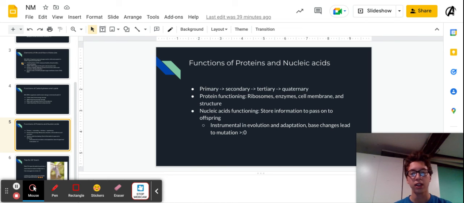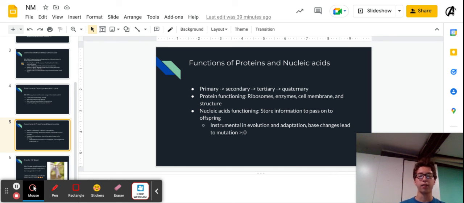Protein functioning. Some examples for this are ribosomes, enzymes, cell membrane, and structure. Proteins I usually like to think of as the workers of the cell, and they do all the heavy lifting. In the cell membrane, you should know that all of those facilitated diffusions and stuff are going to be proteins. In the structure, the cytoskeleton is made up of proteins.